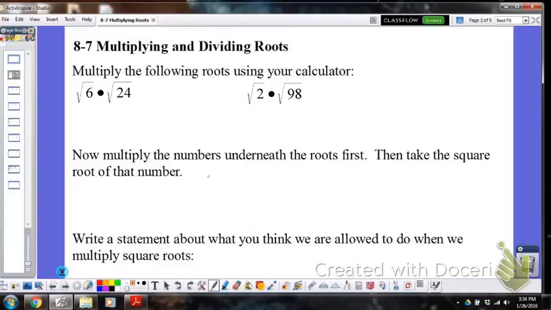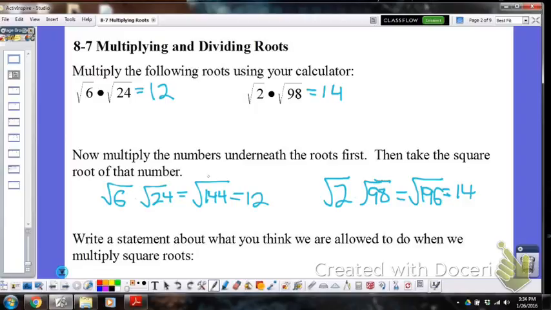Then I want you to multiply the numbers underneath the roots first, and then take the square root of the number. And then once you do that, I want you to see if you can write a statement about what you think we're allowed to do when we multiply the square roots. So take a couple minutes, do this part of the notes, unpause the video to get the solution. So go ahead and pause the video now.